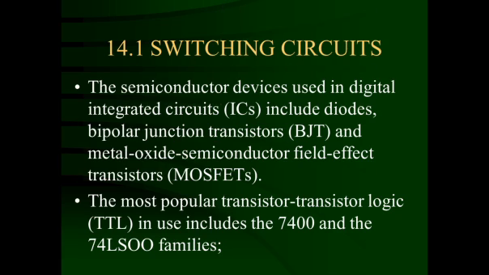So we are starting with the first point, 14.1, switching circuits. The semiconductor devices used in digital integrated circuits, ICs, include diodes, bipolar junction transistors, which are called BJTs, and metal oxide semiconductor field effect transistors, which are known as MOSFETs. The most popular transistor-transistor logic, TTL, in use includes the 7400 and the 74LS00 families.